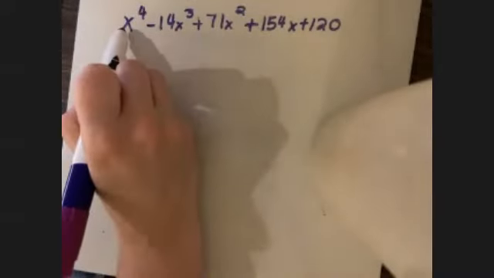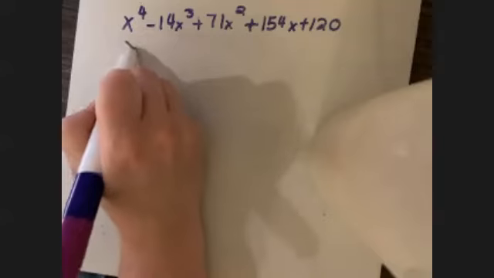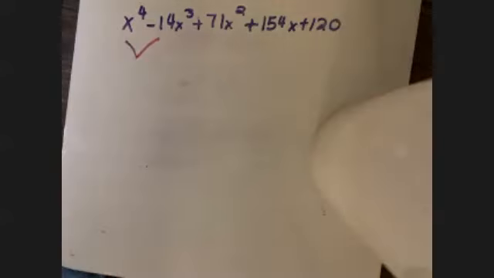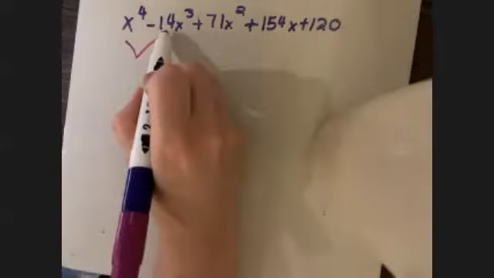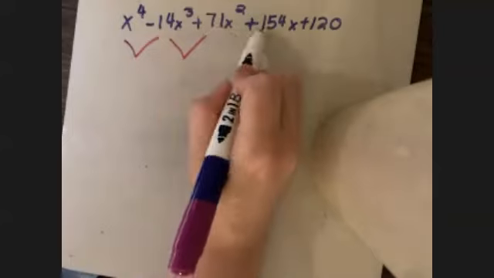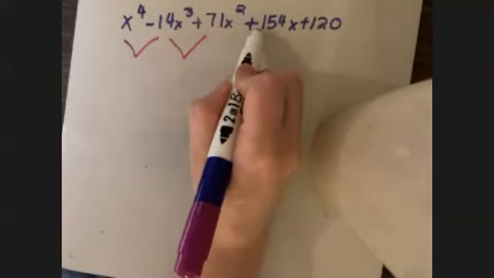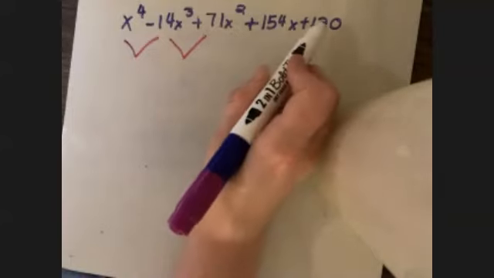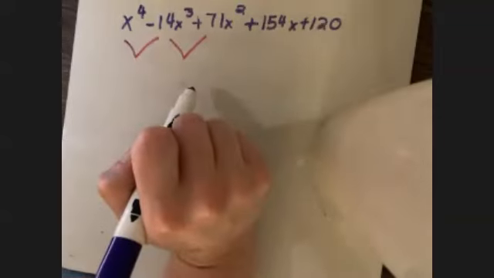So now, when we go to count sign changes, it is really, really simple. This is a positive term, this is a negative term. That counts as a sign change. This is a negative term, this is a positive term. That counts as a sign change. This is a positive term, that's a positive term. That is not a sign change. This is a positive term, that is a positive term. That is not a sign change.